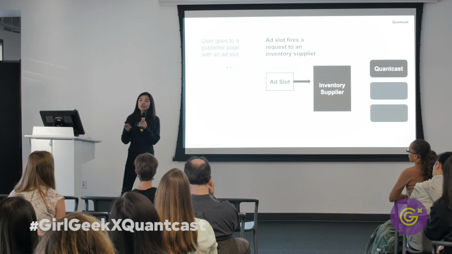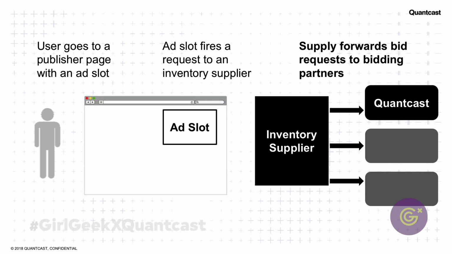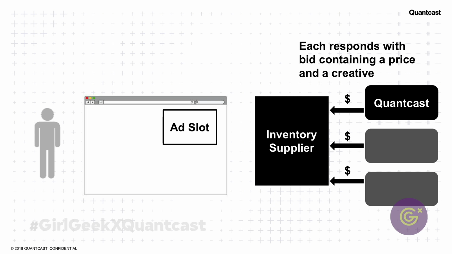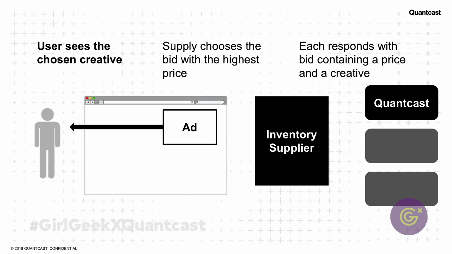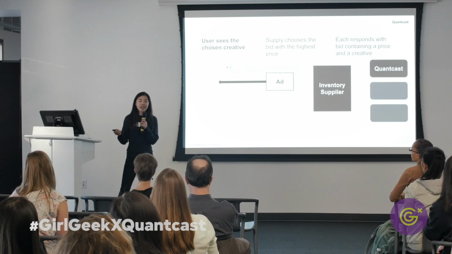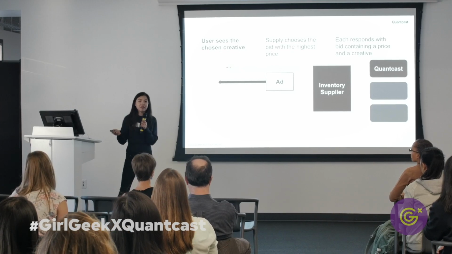bidding partners, how much are you willing to pay to show this person an ad? They send out bid requests to all their bidding partners requesting a bid, and Quantcast is one of those doing the bidding. This is a blind auction, meaning that none of the participants know what the other people are bidding, but everybody sends back their bids, and just like any other auction, the highest bid wins. The inventory supplier then chooses that ad, and that's the ad that you end up seeing. A lot of people are surprised that this happens in literally 10 milliseconds, so you probably have no idea.